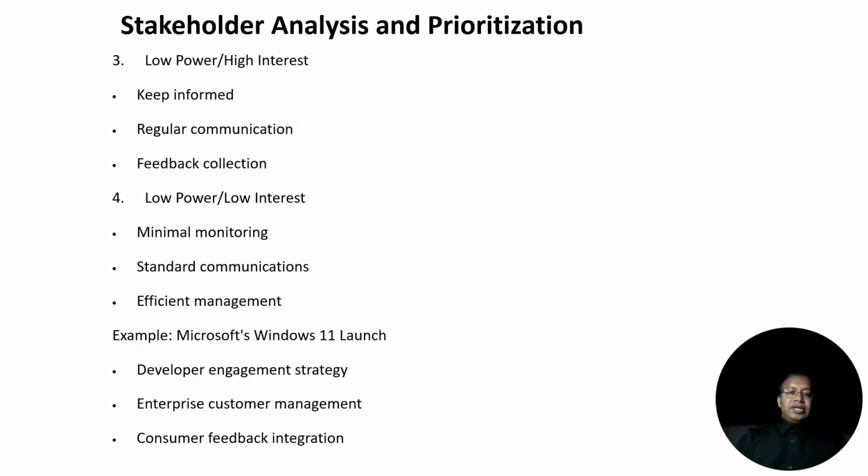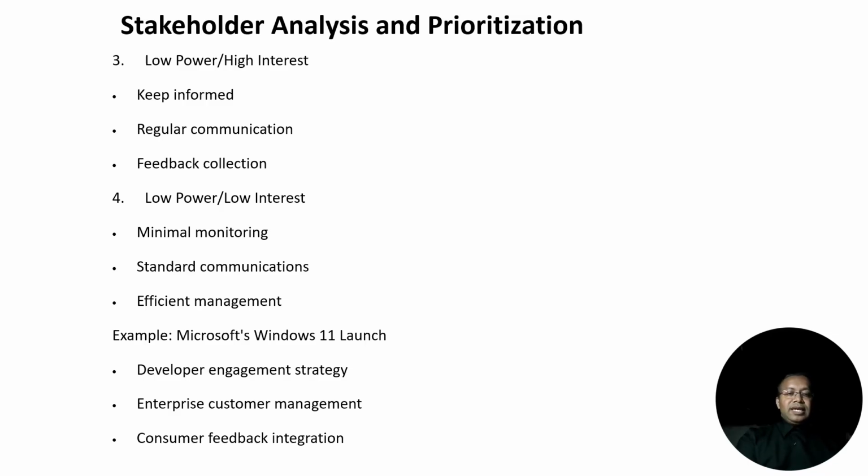Then you have the third category of stakeholders that we call low power but high interest. They might wield lower power, but they have extreme interest. So keep them informed. You regularly communicate with them because they show high interest, and also take feedback because they have high interest. You might want to see how they can be transitioned to high power, high interest kind of stakeholders.